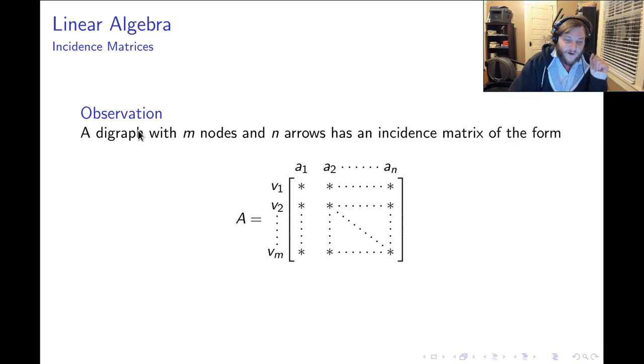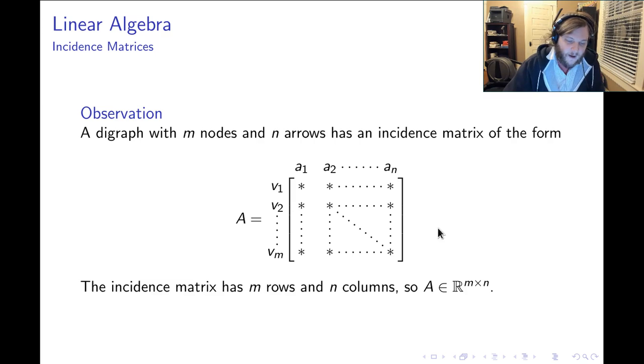Remember, a directed graph that has m nodes and n arrows has an incidence matrix that has m rows and n columns. This is what a general incidence matrix looks like. So what's the notation we introduced for this previously? Well, for a matrix that has m rows and n columns, we write A belongs to R^(m×n), or m by n. So the number of columns of an incidence matrix is the same thing as the number of arrows inside of the directed graph.